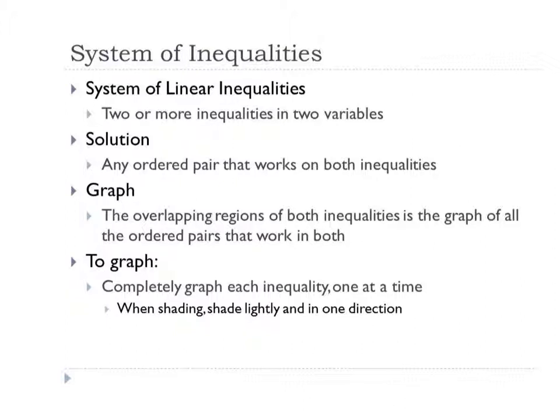Remember though, with an inequality you shade, and so your solution is any ordered pair that works in both. That's still true, but it's going to be in this overlapping shaded region. So the graph is the overlapping shaded region. You're actually going to graph both, and then you're going to shade darker where they overlap.